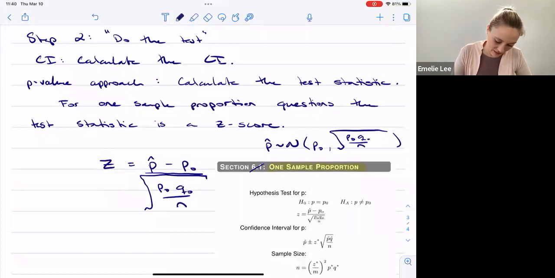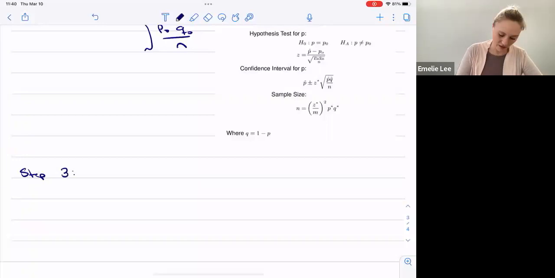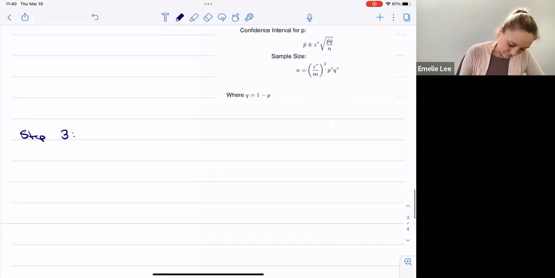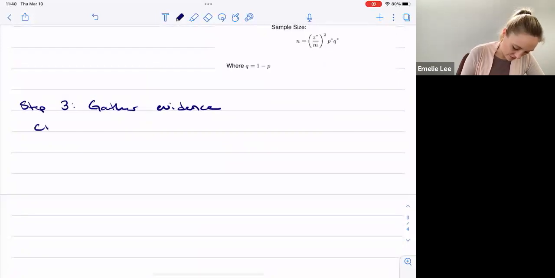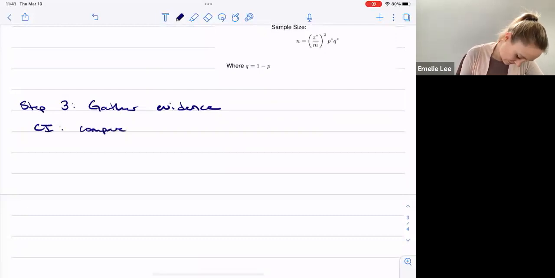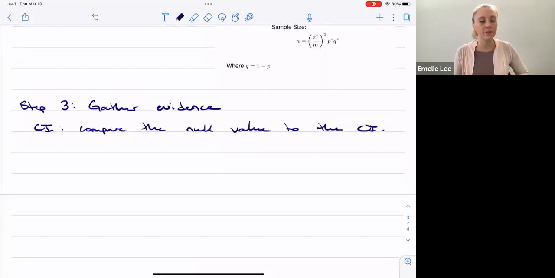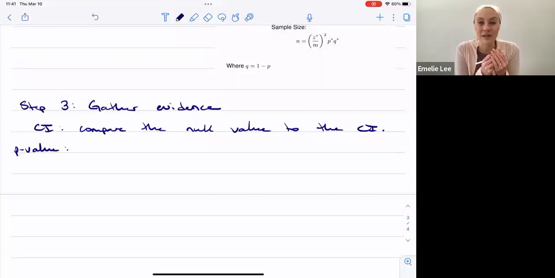Okay, so that leads me to step 3. I think I was calling it gather evidence. For the confidence interval approach, we compared the null value to the confidence interval. For the p-value approach, we're going to find the p-value.